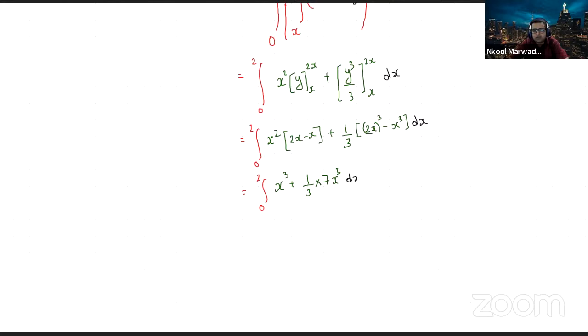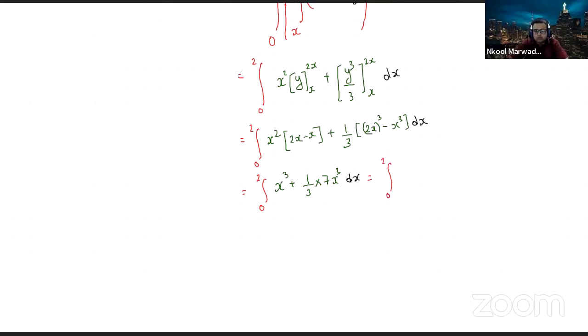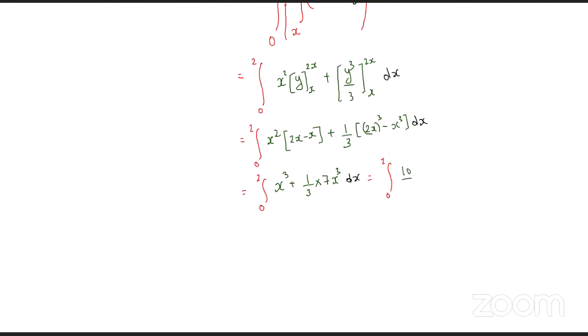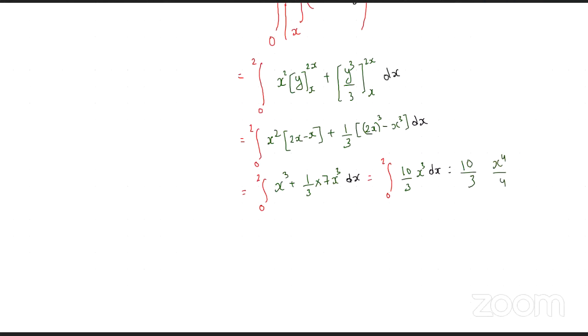Now x cube, 1 plus 7 by 3, I can take the LCM 3, so 10 by 3. I will get 10 by 3 x cube. Now 10 by 3 I can take outside, and the integral of x cube is x to the power of 4 by 4. The limits are 0 to 2.